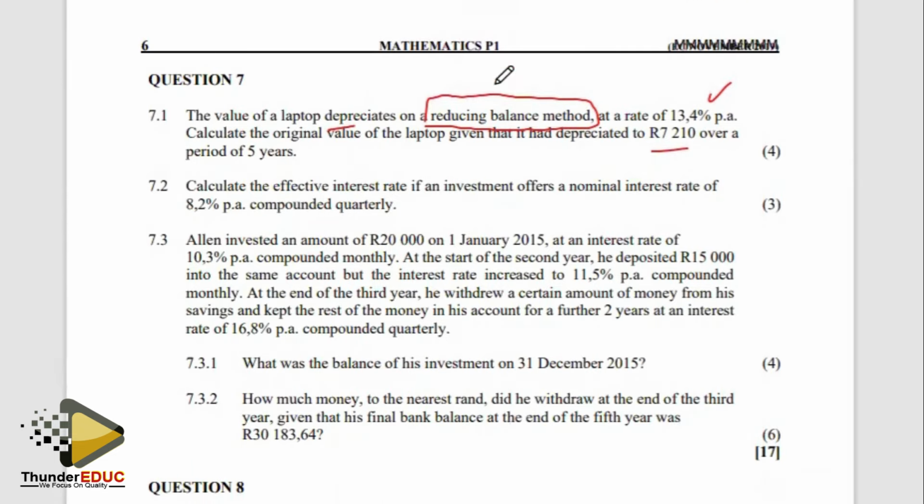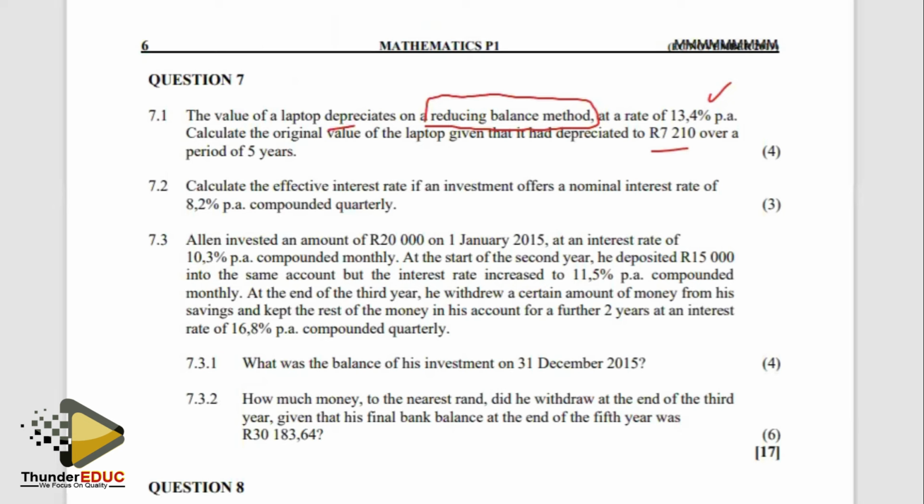So we need to know what the reducing balance formula is, and we know from our formula page that it is 1 minus i to the exponent of n. If it was straight line depreciation, then that is P into 1 minus in. So they want us to get the original, which is the P.